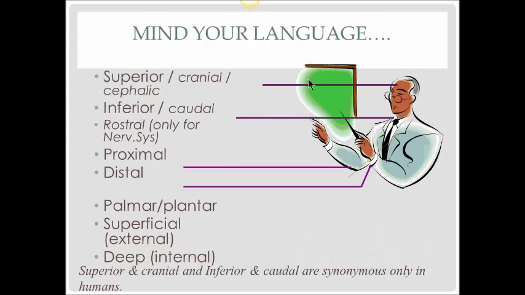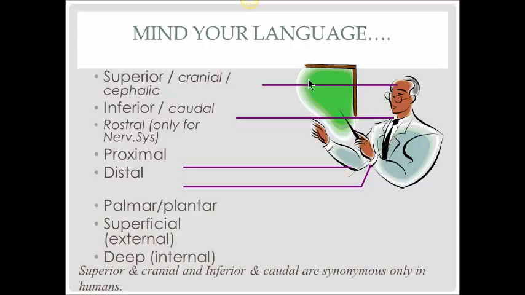Then some more terms that we have. We use the word superior or cranial or even cephalic when anything is closer towards the head end of the body, the upper end of the body. Cephalic means the head, cranial also for the cranial cavity and the cranial bone. So superior is when anything is closer to the head end of the body or the upper end of the body. Inferior is when it is closer to the lower end of the body.